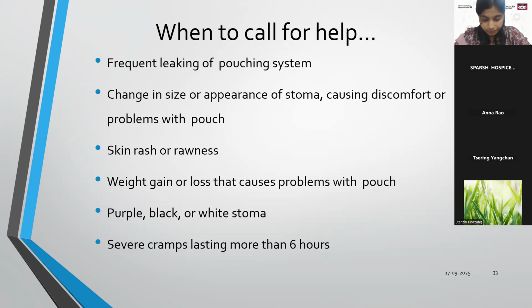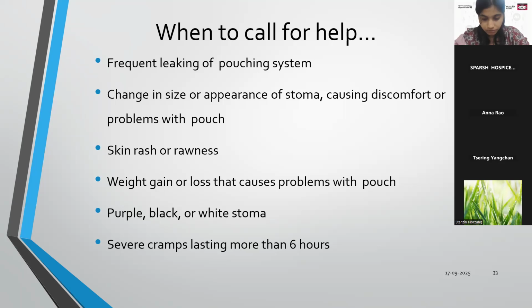When to call for help, when the patient will approach you. There may be frequent leaking, the color of the stoma has changed, size has changed. It is causing a lot of problems, discomfort. There are skin rashes, any rawness of the area appears. The patient has gained weight or lost a drastic amount of weight. So that can be reported immediately. Color also should be watched. Severe cramps should be reported.